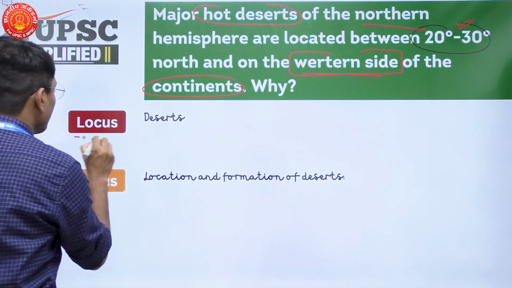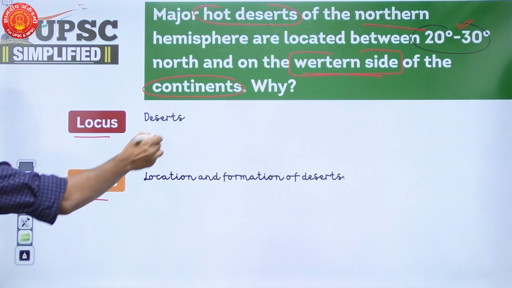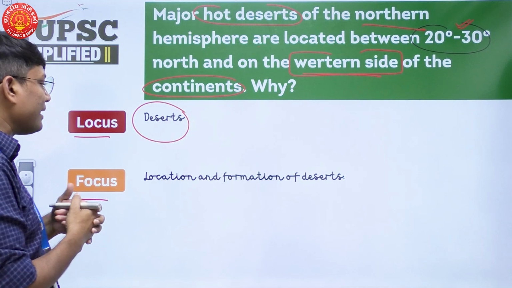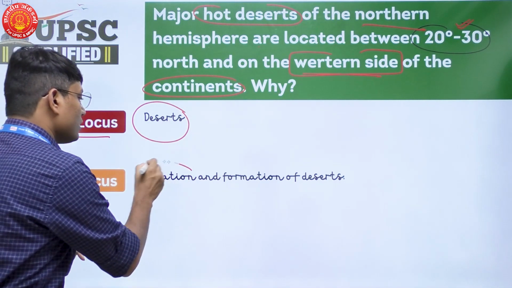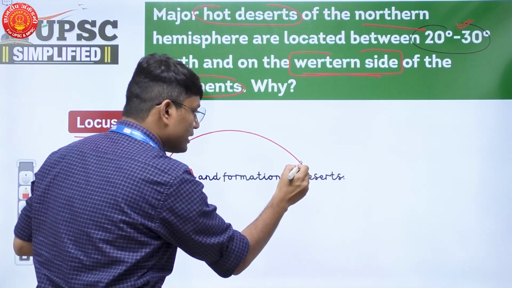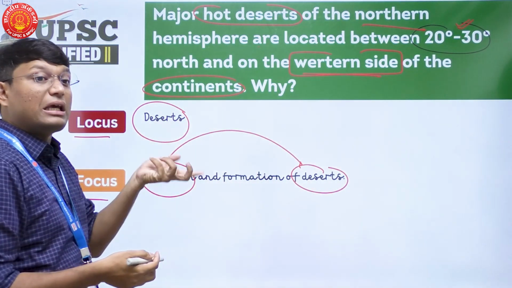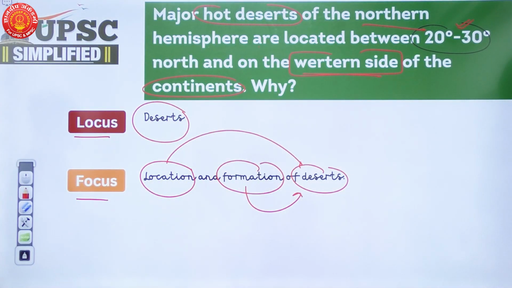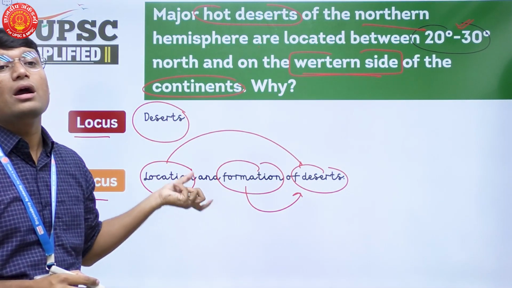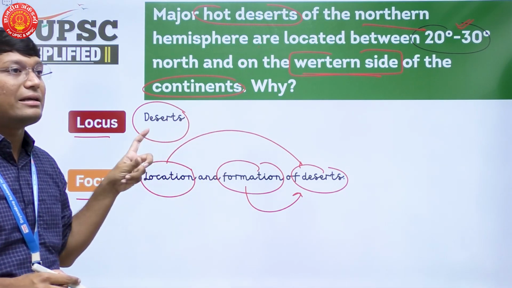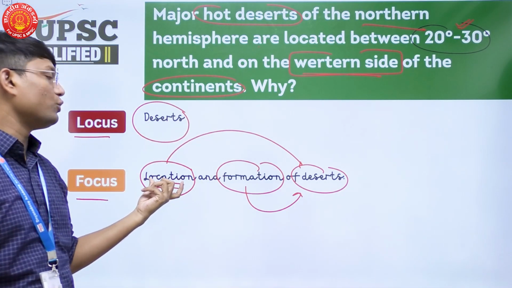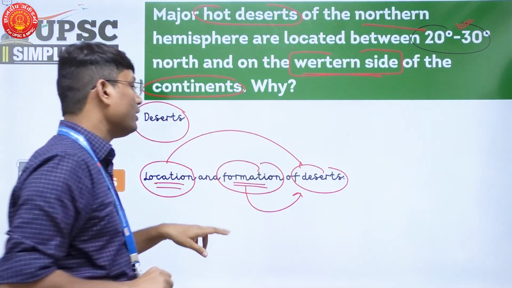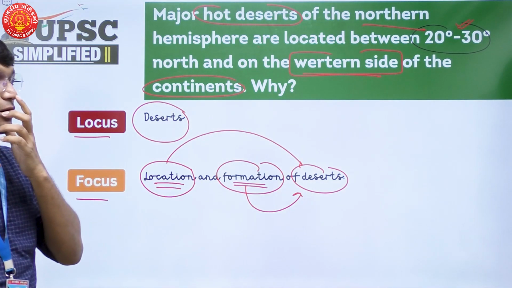Now, if we talk about the locus and focus of the question, the locus of the question is desert, right? We are supposed to discuss everything about desert, and if we focus on the question, one focus is location of the desert, which is direct, but the implicit or indirect one would be the formation of desert. So both of the parts need to be addressed. It is obvious that every one of you will highlight the location part, but also try to highlight the formation part of the desert.